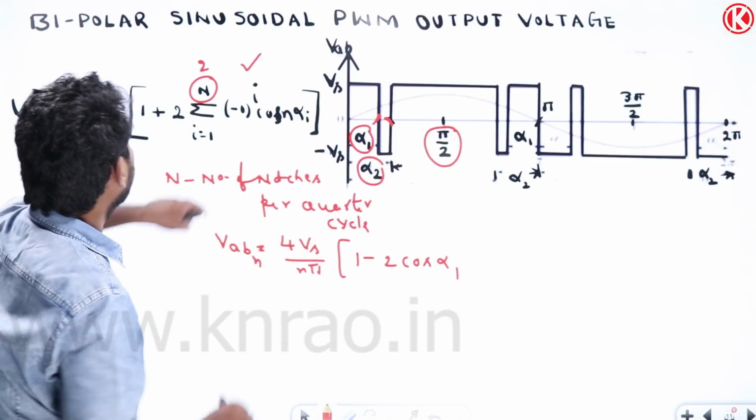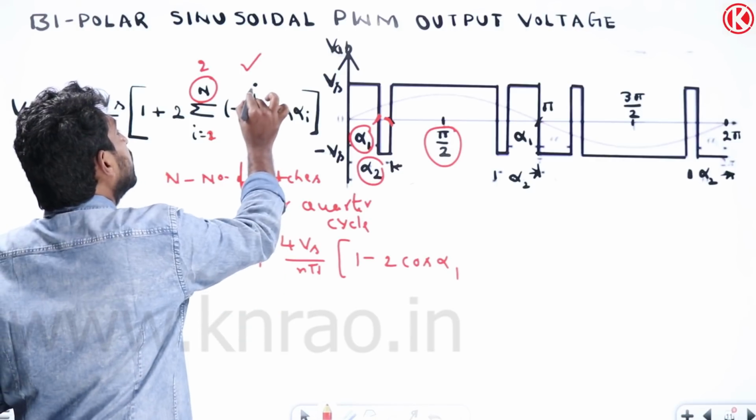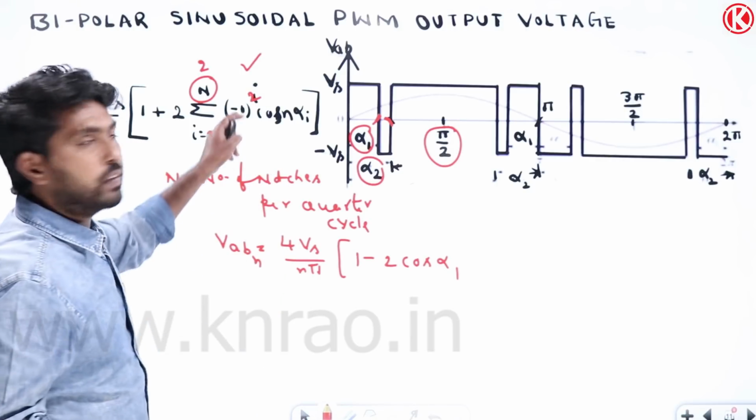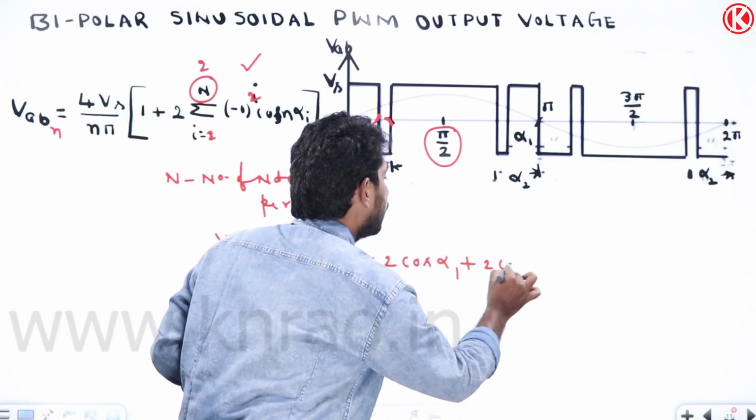So if I substitute i equal to 2, what happens? Minus 1 power 2, so it will be 1. So it will be plus 2 cos alpha 2.